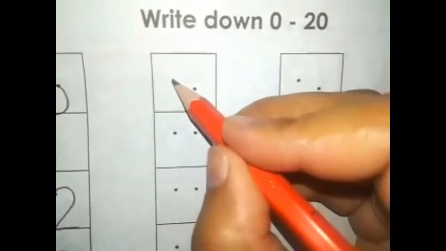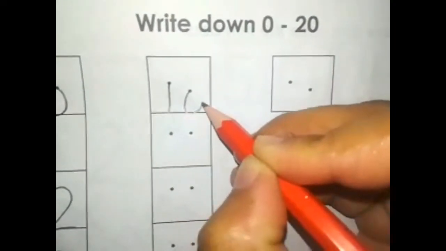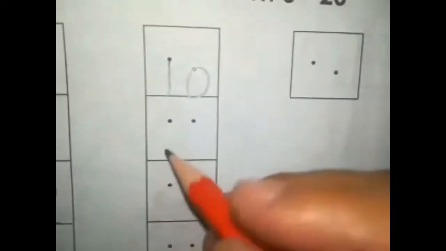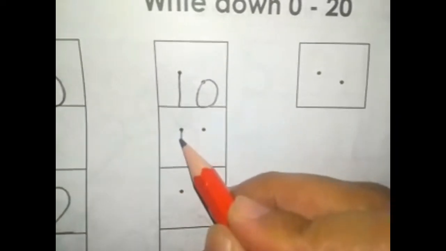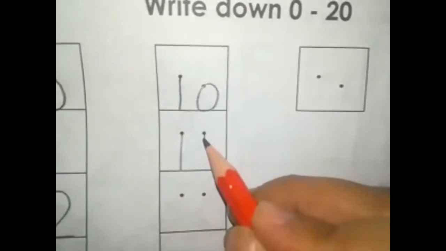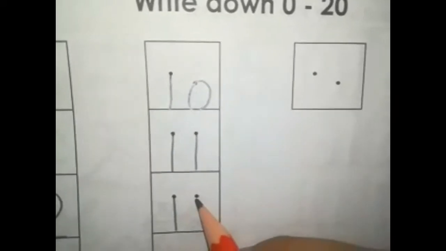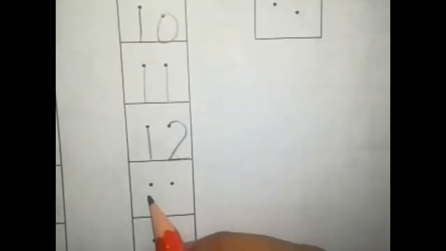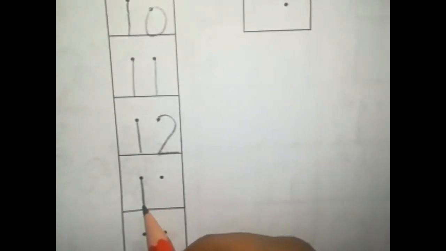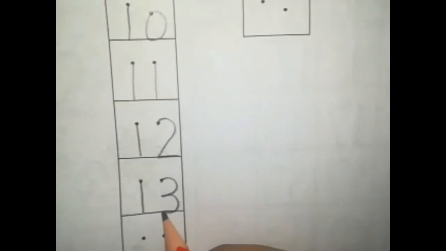10. Yes. 10. What comes after 10? 11. 12. Every digit should touch the bottom line. What comes after 12? 13. Very nice, class. 13.